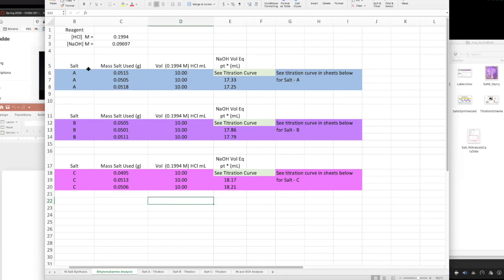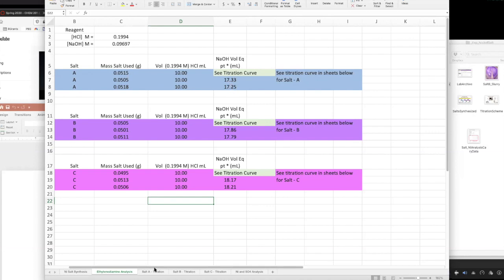For salt A, we did 3 titrations. For the first trial, we start with 0.0515 grams. We add 10 mL of hydrochloric acid at 0.1994, so that's an excess amount. Then we did the titration. For the first trial, see the titration curve to figure out what the equivalent volume is. For the other two, I give it to you: 17.33 and 17.25.